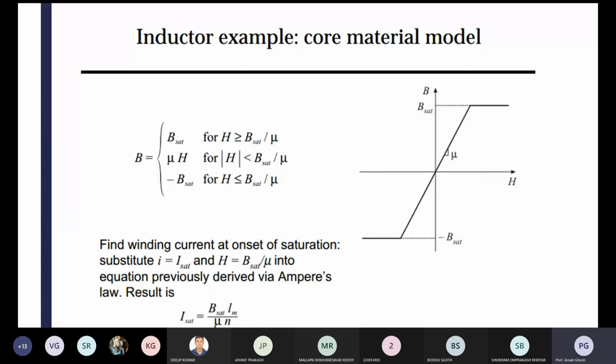You know the formula is the same: B equals mu H. Again, H equals N into I. You just replace that. I sat into N, and that portion is B sat by mu, which is already there. And Lm will also be multiplied. Basically, that multiplication of NI, we are calculating the MMF. Lm means magnetic flux, but that has also been multiplied over here.